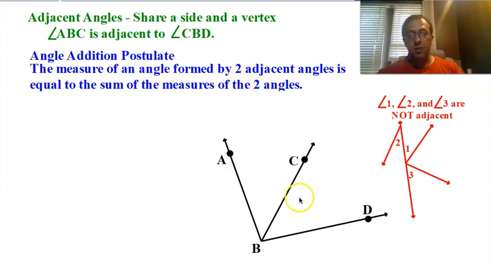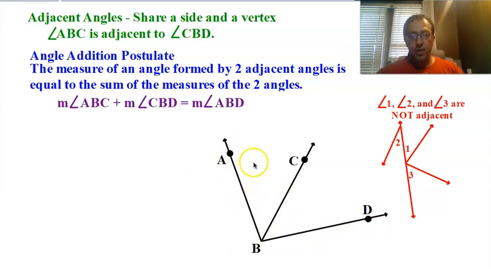of the two angles. What that means is since these two angles are adjacent, the whole big angle, the measure is the same as these two added up. All right, so the measure of angle ABC plus the measure of angle CBD is equal to the measure of angle ABD. All right, so we're going to do something with that really quickly.